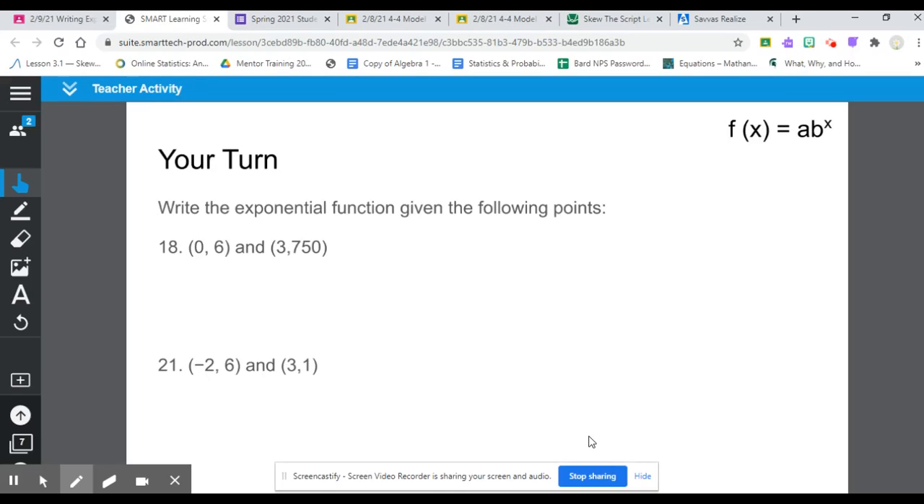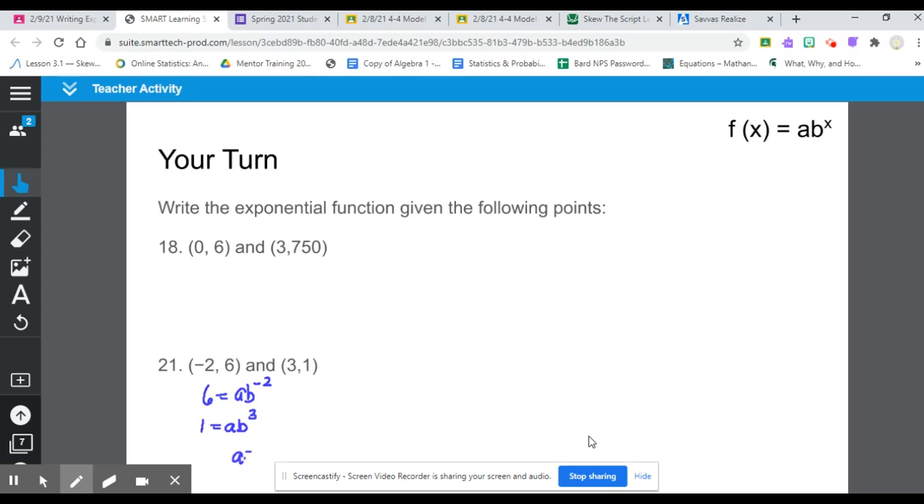What we're trying to do is take these 2 points and write an exponential function from them. So first we're going to replace our x with our x coordinate and our f of x with our y coordinate to make an equation. So for our first point, that's going to give us 6 is equal to ab to the negative second power. And for our second point, it's going to give us 1 is equal to ab to the third power. And I'm going to solve this by substitution. So I'm going to solve for a.